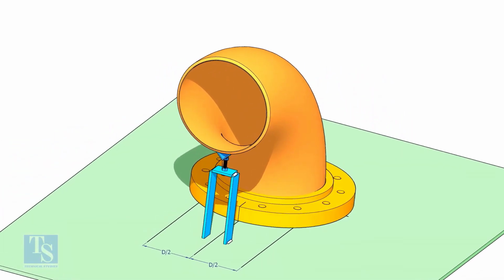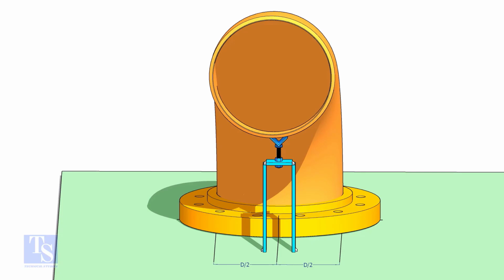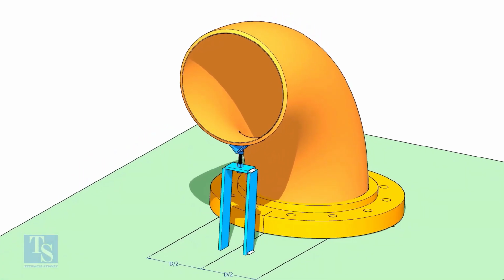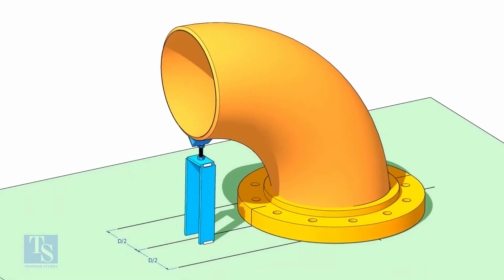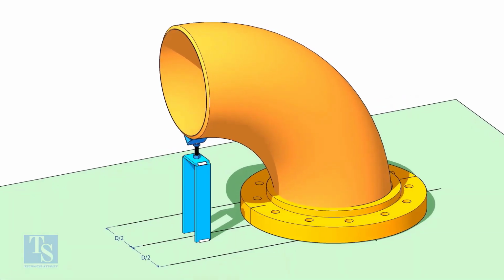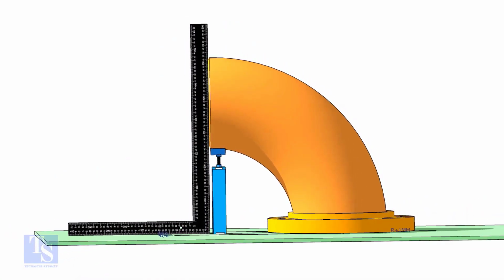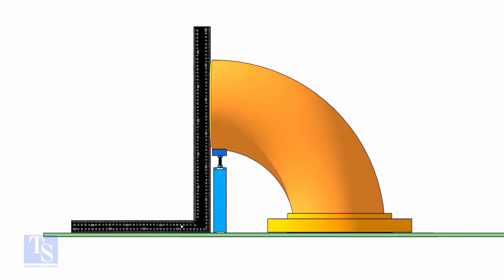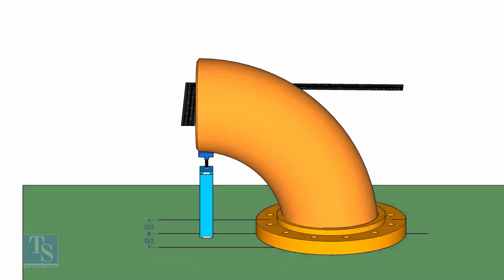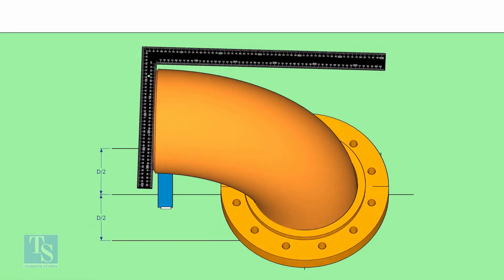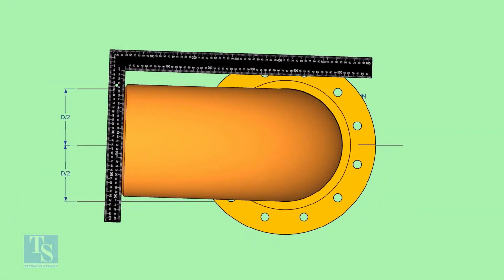If required, tack weld the screw jack below the elbow face as shown. Adjust the height of the bolt and level the face of the reducer. Hold a right angle, as shown, and check if the reducer is turned.